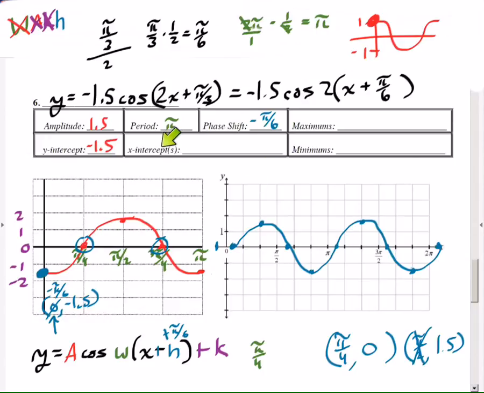All right. Whenever you guys have a horizontal shift, whenever there's a phase shift, it's okay with me if you ignore the x-intercepts because x-intercepts start getting a little dirty. Now, can you figure it out? Yes, but it's not that important to me right now. Okay? Now, max and mins, we know. What are our max and mins? 1.5 and negative 1.5.